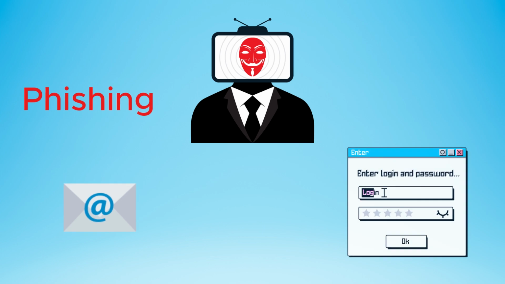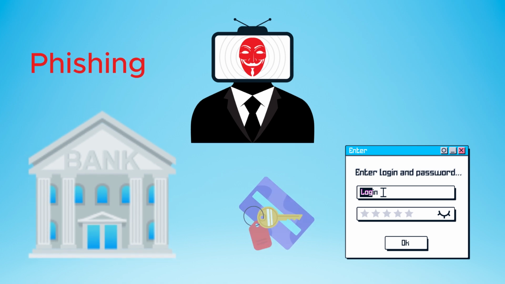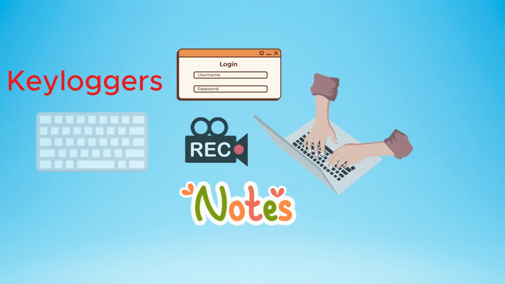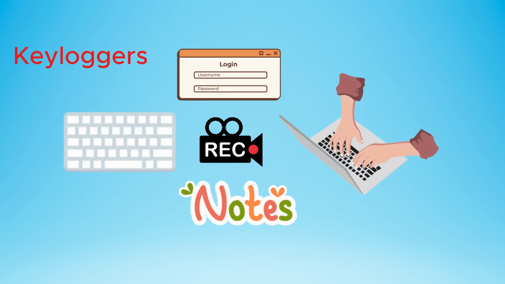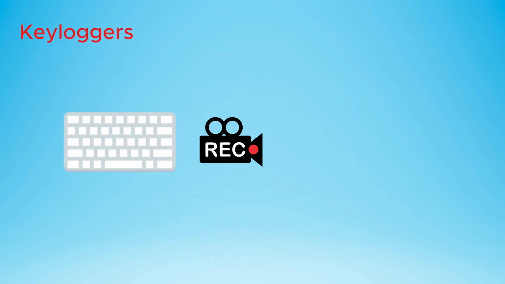Phishing schemes appear in emails or websites that appear authentic but are fraudulent. They are made to fool you into entering bank account information or passwords without realizing they are fraudulent. Keyloggers secretly record everything you type, passwords, messages, even your personal notes. They're often installed through infected files or malicious apps.